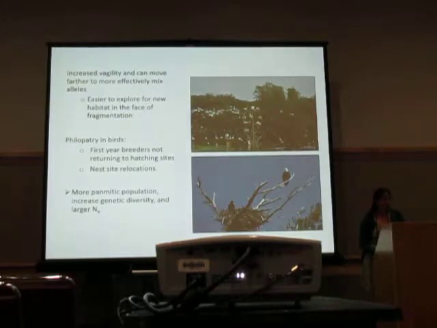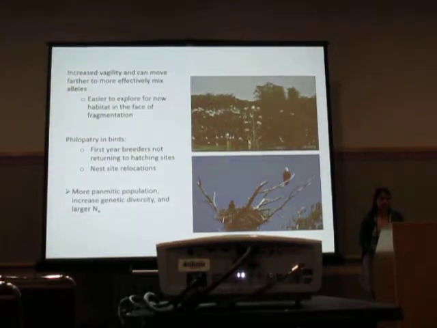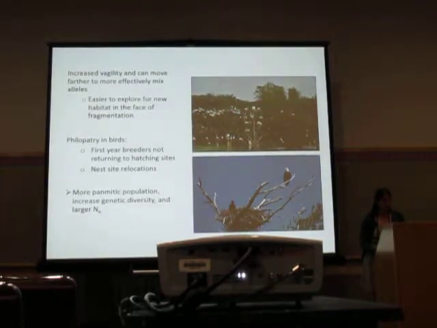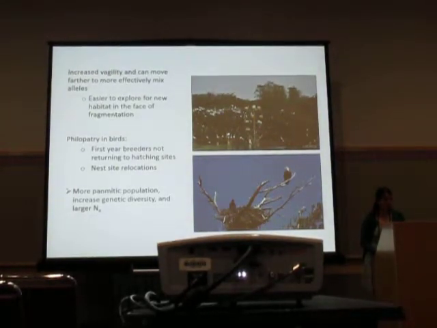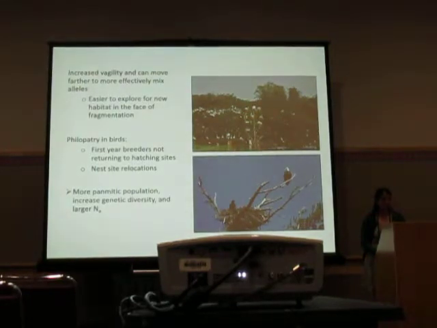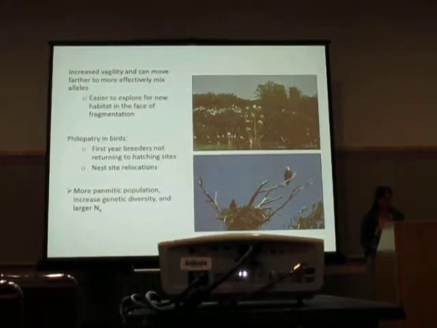Another explanation may be the incidence of philopatry. For example, in birds, first-year breeders typically do not return to their hatching site, natal dispersal is common, and nest site relocation is not uncommon for adult birds. Together, these behaviors can result in a more panmictic population, which in turn means a larger effective population size, and thus an increase in your genetic diversity.